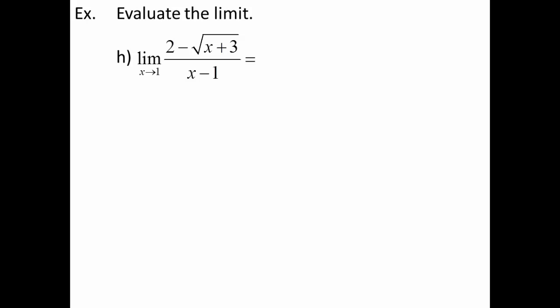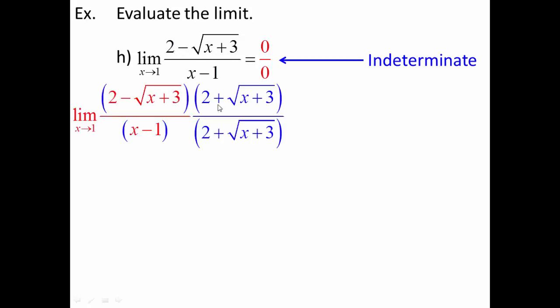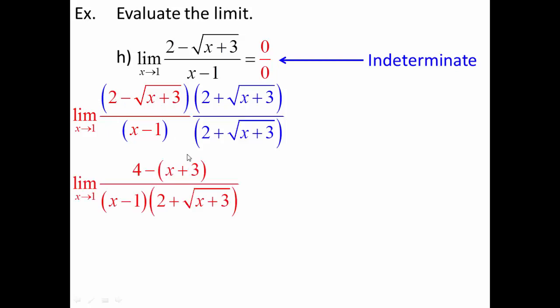All right, once again, we plug in the limit. We get 0 over 0, indeterminate. The approach that we tried on the last one should work on this one as well. Let's multiply by the conjugate of the top. Instead of 2 minus radical x plus 3, how about 2 plus radical x plus 3? Multiplying through on the top is going to give me the difference of squares, 2 squared minus the square root of x plus 3 squared, or just x plus 3.